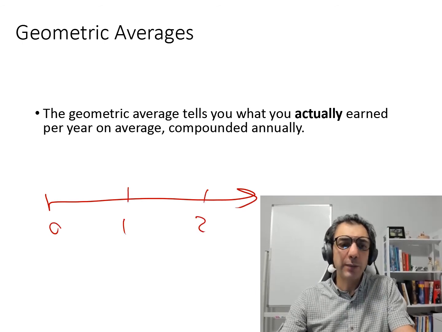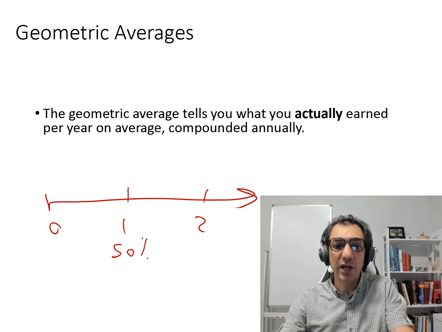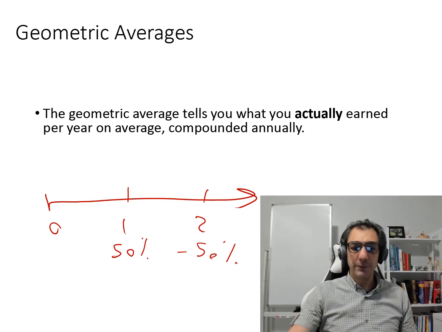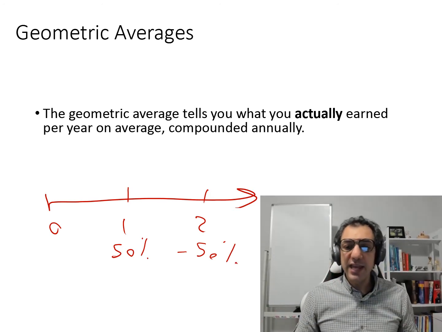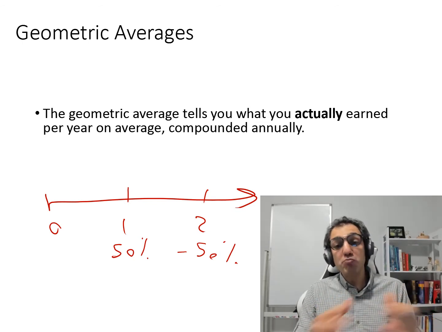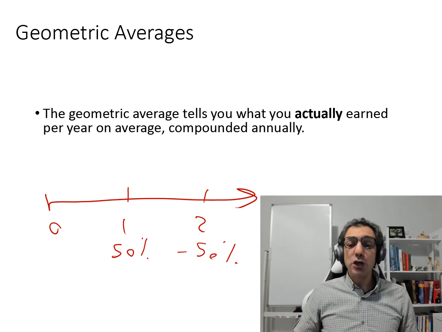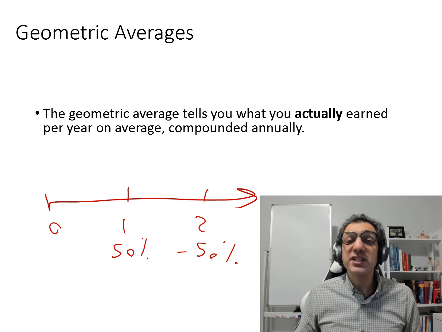During year 1, you were able to gain 50%. So your money went up 50%. However, in year 2, you were unlucky and you lost 50%. If you're following the arithmetic average return, you're just adding 50% plus minus 50% divided by 2. So based on the arithmetic average return, your average annual return must be 0.